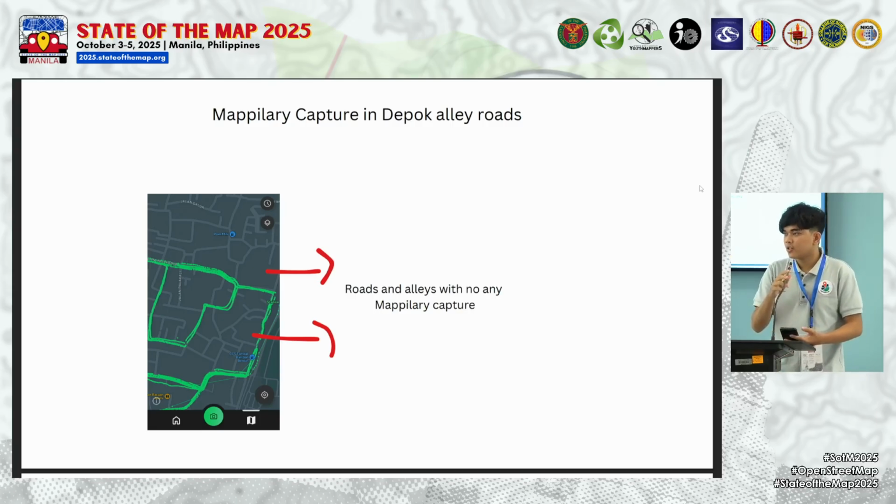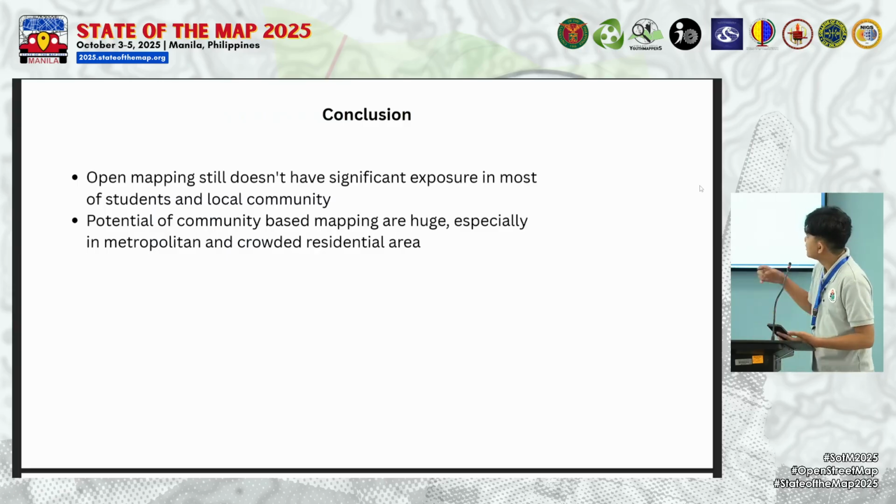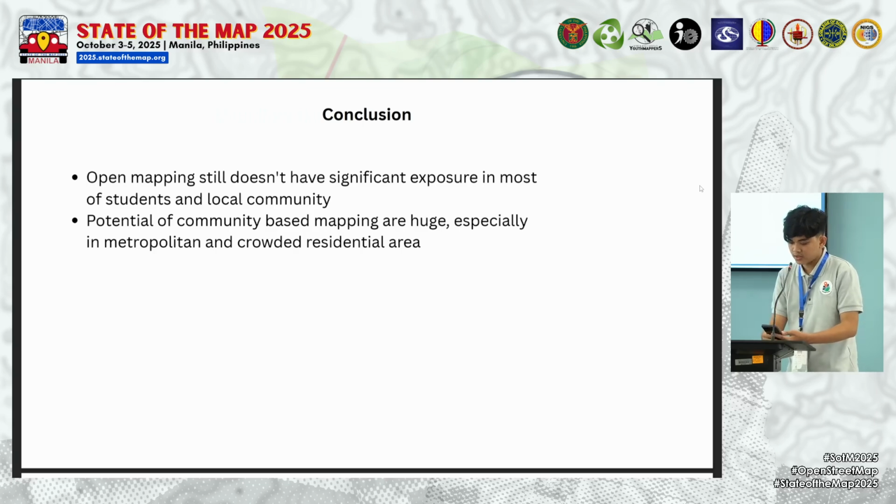From this case, I've speculated that open mapping exposure still doesn't have significant engagement, either among most of the students or even in the local community. But from all of this, we can see the positive things, the big impacts that could be made. The potential of community-based mapping is huge.